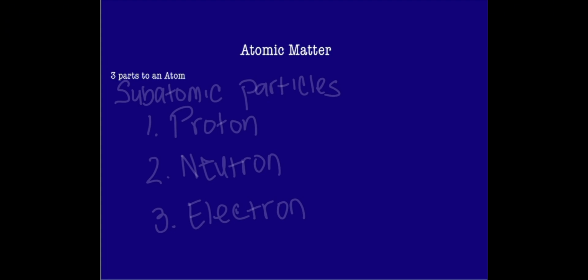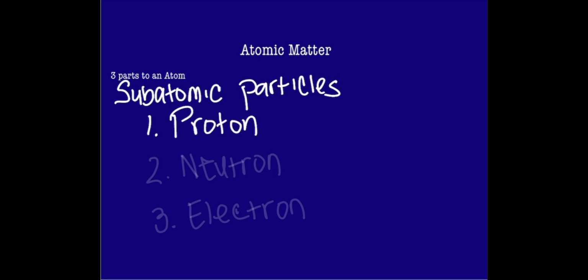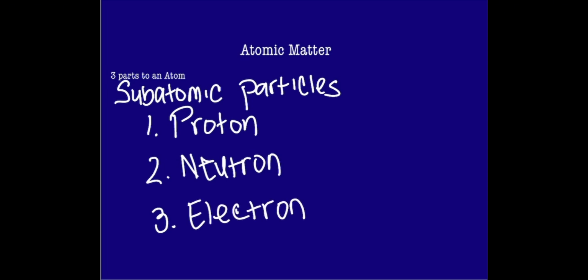Okay, so there are three parts to an atom, and the three parts are called subatomic particles. The three subatomic particles are: one, your proton; two, your neutron; and three, your electron. Now, in the next few slides, I'm going to go through what the charge is of each of these subatomic particles.